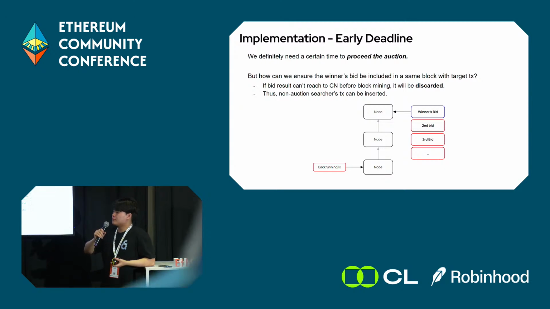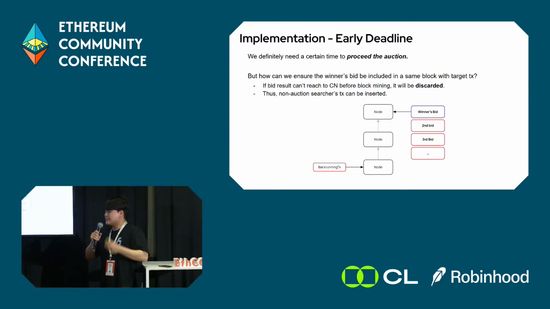But there's some problem. As I said before, we need the auction interval to process the auction, because we need to accumulate some bids from the searchers to select the winner. So we cannot just send the result once we receive one from a searcher, but we need to wait to get enough bids, select the highest bid and send it to the network.